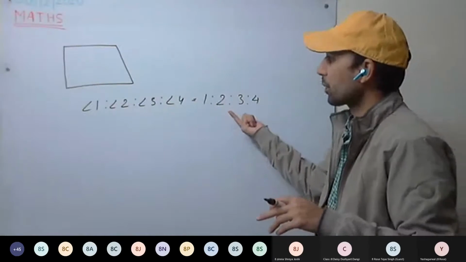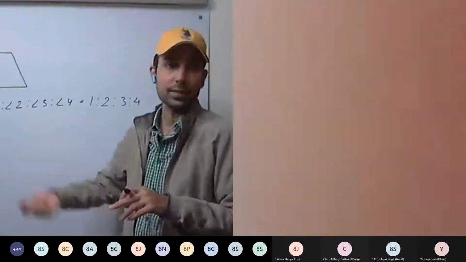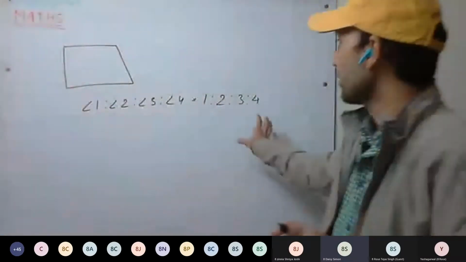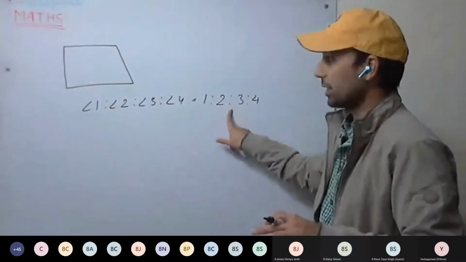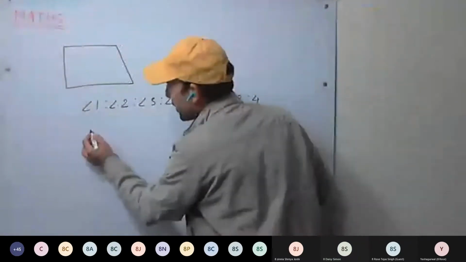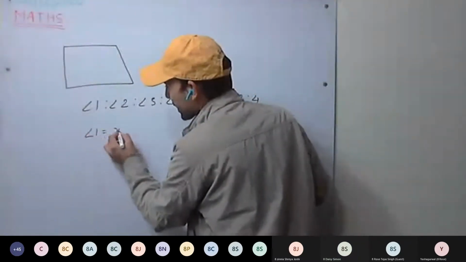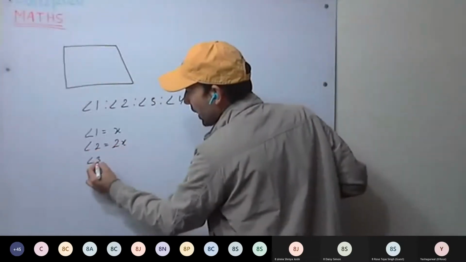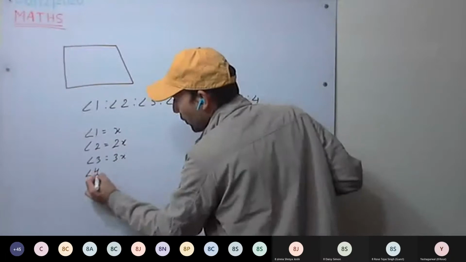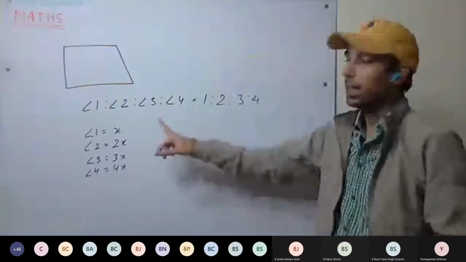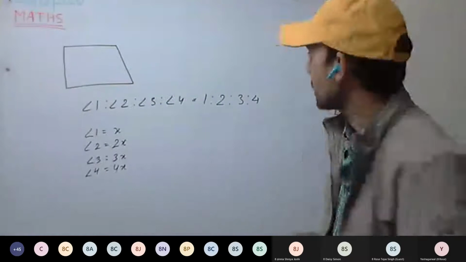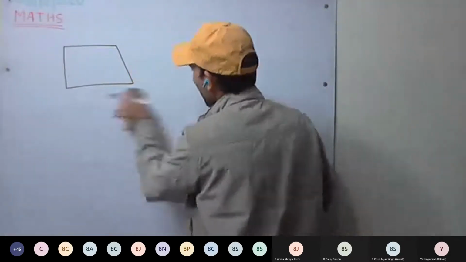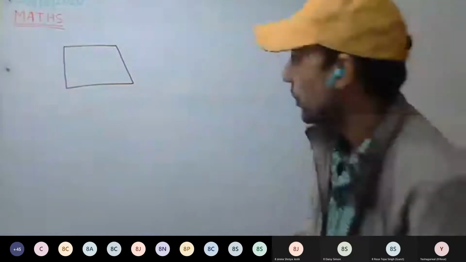Can we write x, 2x, 3x, 4x? We'll be writing that one. I'm just giving the brief idea. So if angle 1 is x, then angle 2 will be 2x, angle 3 will be 3x, and angle 4 will be 4x. So the first step: let the angles of the quadrilateral be x, 2x, 3x, and 4x.